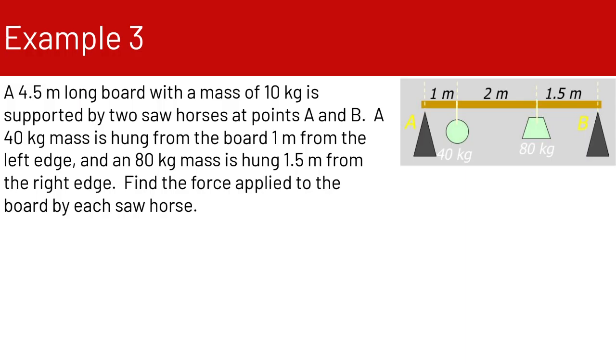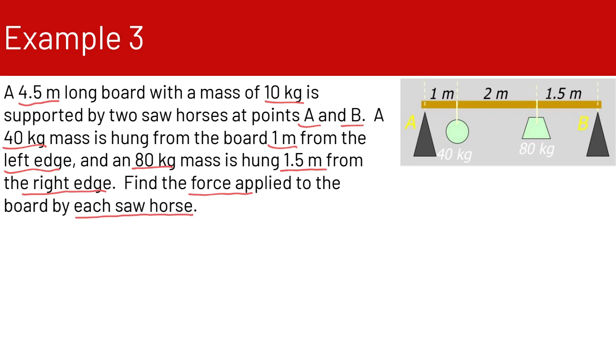All right, let's look at example number 3. So we have a 4.5 meter long board with a mass of 10 kilograms. So the board itself has a mass of 10 kilograms and is supported by 2 sawhorses at points A and B. A 40 kilogram mass is hung from the board 1 meter from the left edge, and an 80 kilogram mass is hung 1.5 meters from the right edge. All right, so we want to find the force applied to the board by each sawhorse.